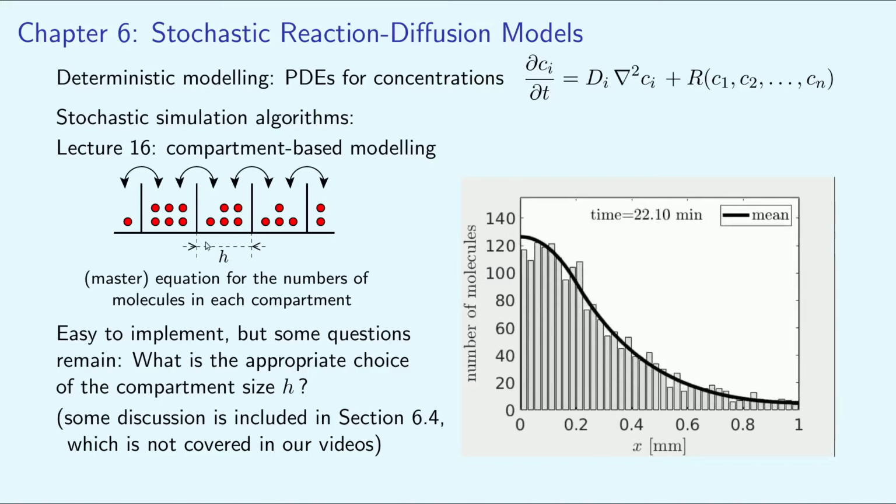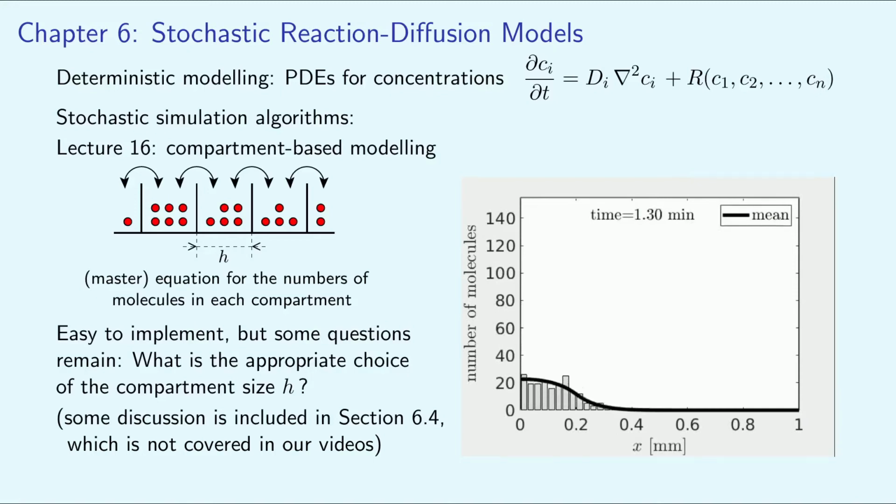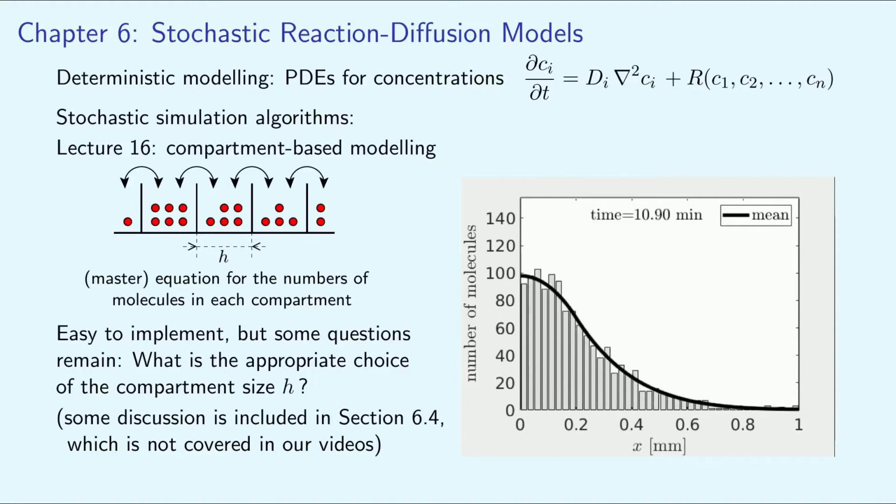The situation is much more delicate when the system involves second-order or higher-order reactions. In that case, diffusion is still modeled more accurately when the compartment size H is decreased, but the second-order reactions are modeled less accurately as H is decreased, so that we lose accuracy if we choose H too small.